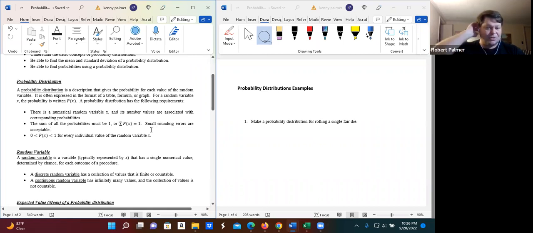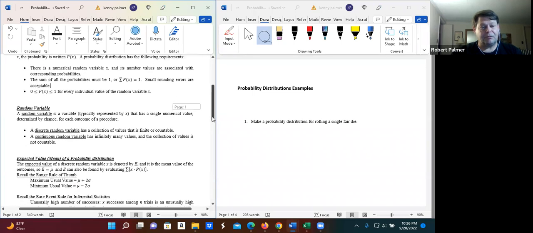So remember, the probability of a certain event is 1. This is essentially saying the probability of getting one of those outcomes, and we don't care which one, is 1. Basically, you add up all the probabilities. It's saying the probability of one outcome or the other, until the end. Now, small rounding errors are acceptable. Sometimes when using decimals, you may not always get exactly 1 at the very end. And each probability is between 0 and 1, including possibly 0 or 1, as we've seen before.